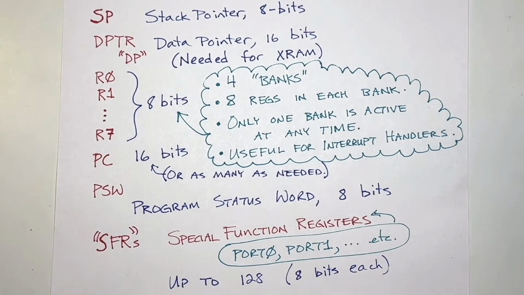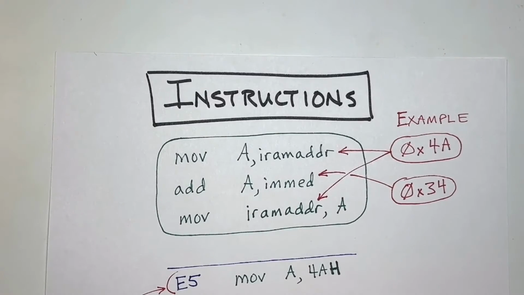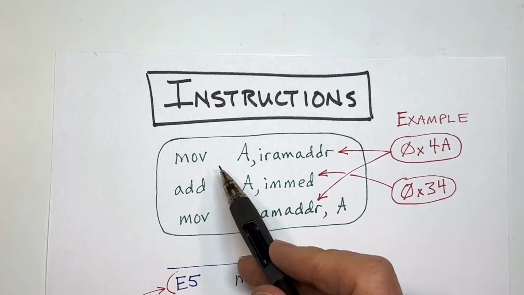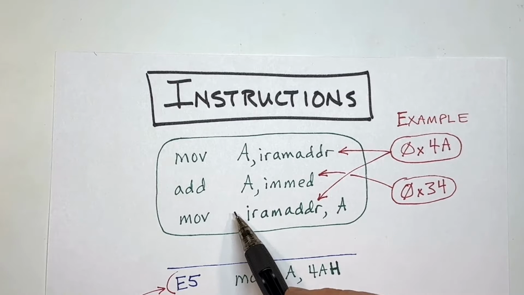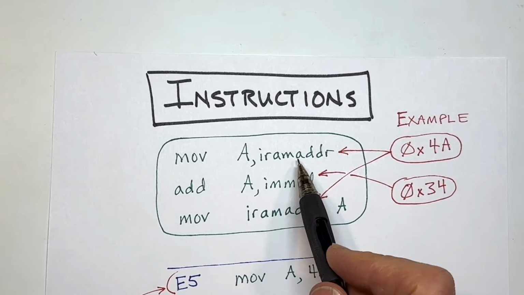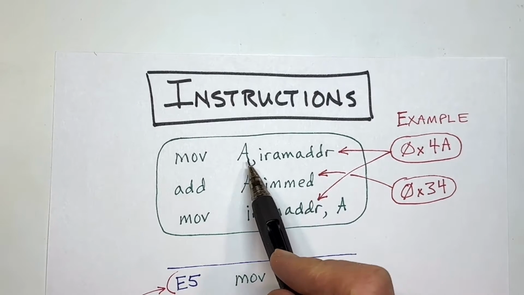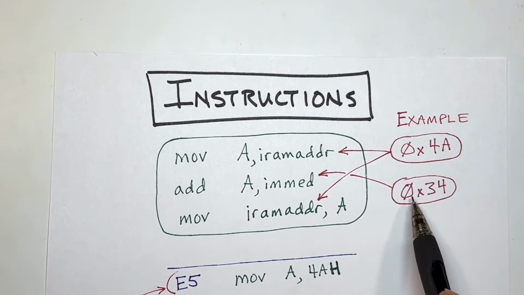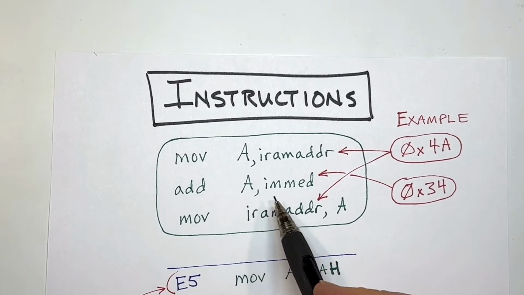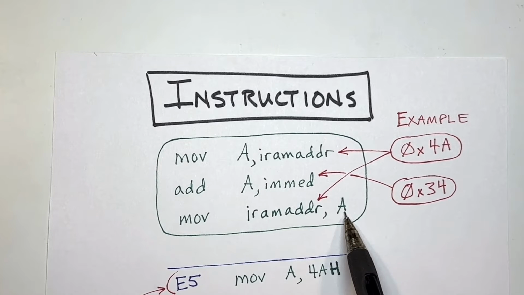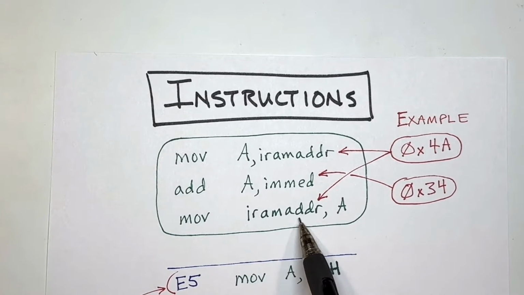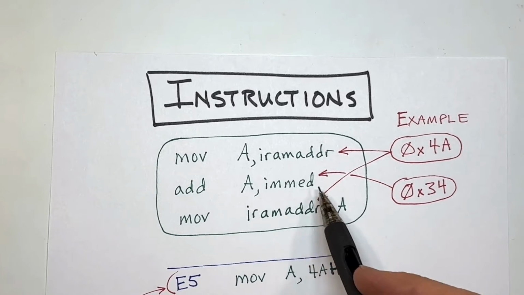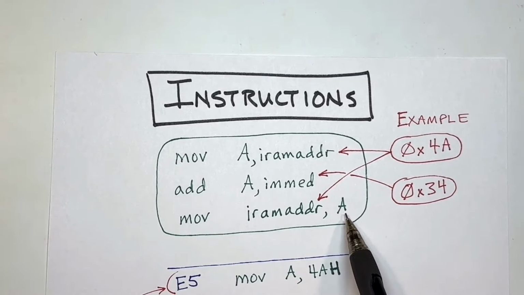So next, let's take a look at the instructions of the 8051. Here are 3 instructions for the 8051 architecture. In the first, we're moving a byte from memory into the accumulator register. In the second, we are adding some constant value to the accumulator. And then finally, we're moving that result back into memory. And this shows a typical pattern for what assembly programming of the 8051 would look like.